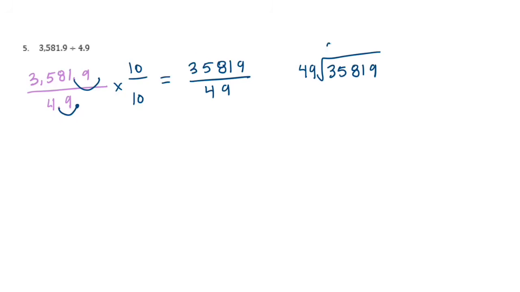So 49 can't go into 3 or 35, but it could go into 358. Let's try 7 times. 7 times 9 is 63. 7 times 4 is 28, plus 6 is 34. So 343. It couldn't go in another time. That would be too big. 358. So it can go in 7 times.